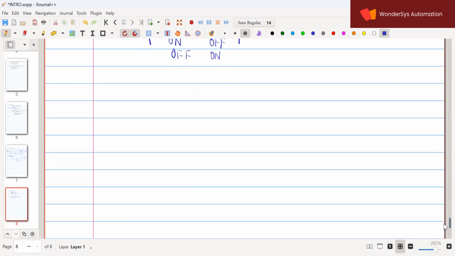Now let's try the AND gate. How many inputs are there in an AND gate? It's 2, madam. A and B, 2 inputs. How many outputs are there? One output. What are the conditions we have? When it is 0, 0, the output will be 0. For 0, 1, it is 0. For 1, 0, it is 0. For 1, 1, it is 1.